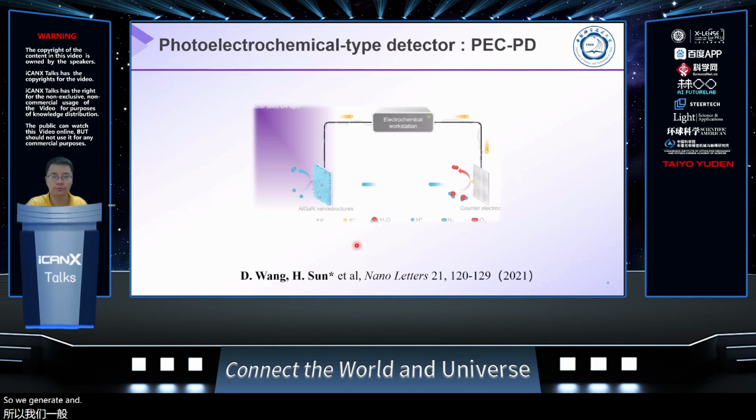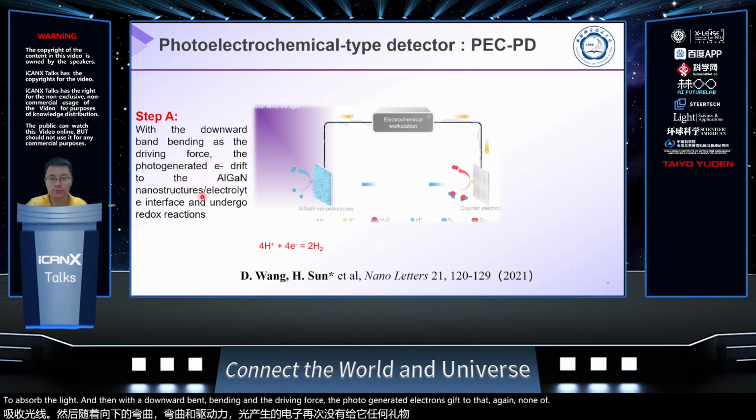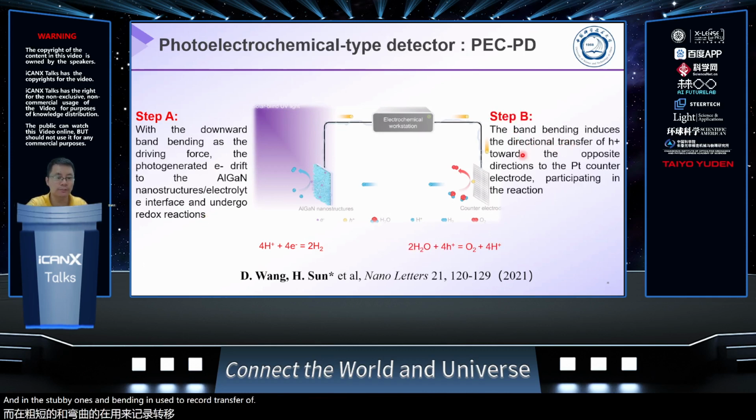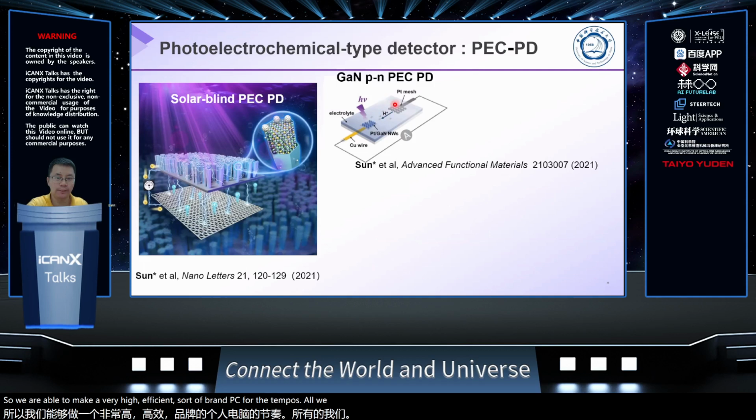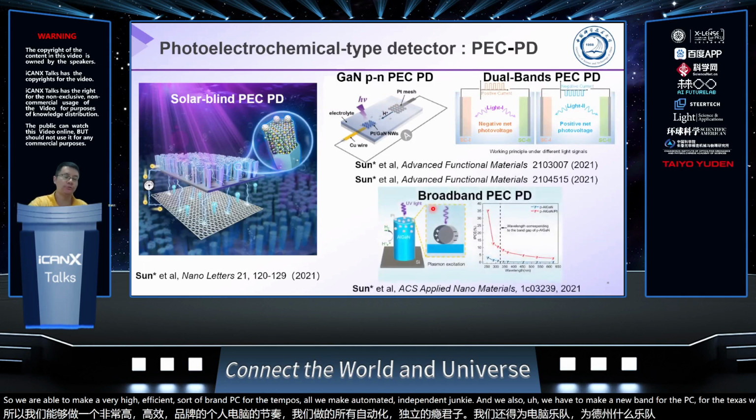So we construct such a photodetector, the so-called photoelectrochemical type detector, PEC device. Basically, once we make those nanowires absorb the light, with the downward band bending as the driving force, the photo-generated electrons drift to the nanostructures and undergo the redox reaction. In step B, the band bending induces transfer of holes in the opposite direction to the Pt counter electrode, participating in the reaction. In this case, we record this as a photocurrent. So we are able to make very high efficiency solar blind PEC photodetectors, or we also make them into PIN junctions, and we also make dual band PEC type photodetectors. Also, we use the plasmonic effect on those nanowires to make broadband PEC devices.